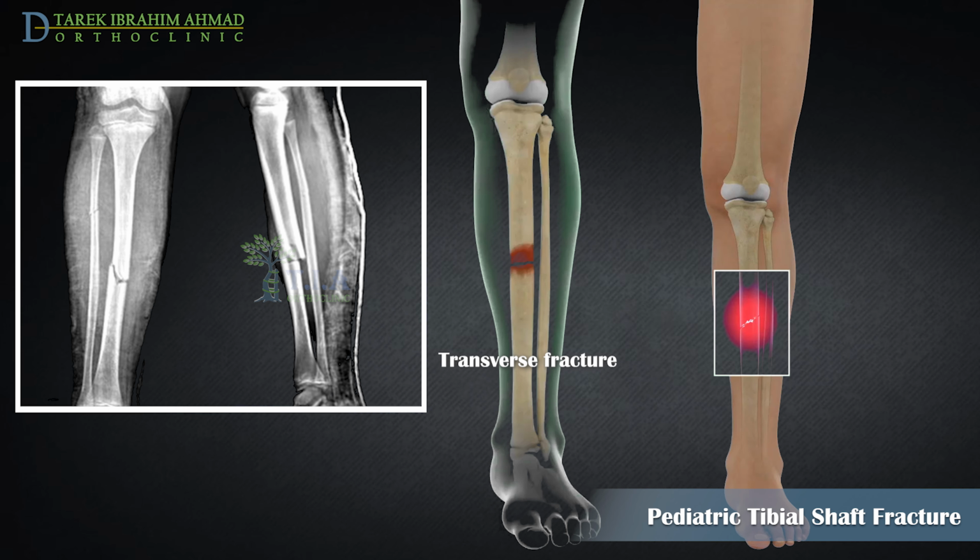Transverse fractures. These fractures result from a direct blow to the lower leg that is perpendicular to the bone shaft. Transverse fractures are the most common type of long bone fracture associated with abuse. Thus, child abuse should be suspected when the reported mechanism does not correlate with the degree of injury.